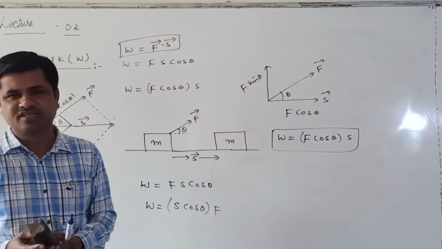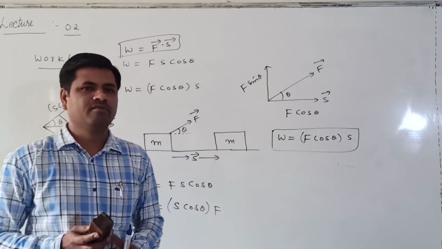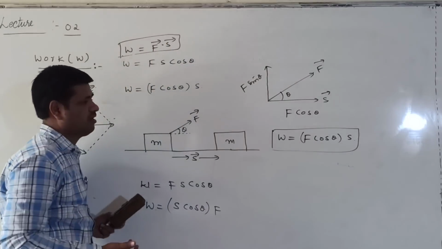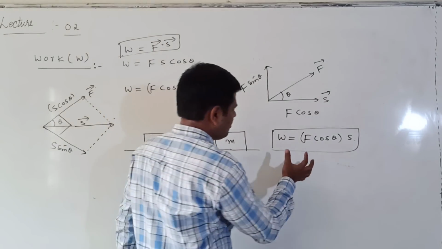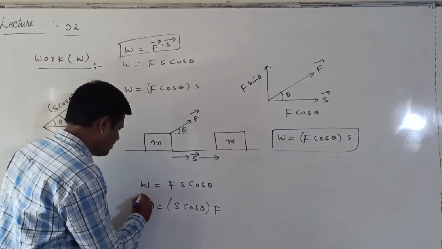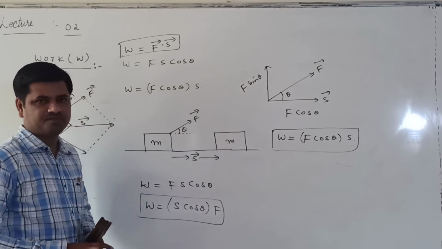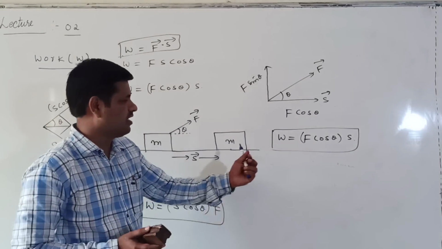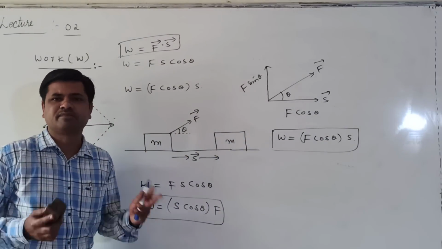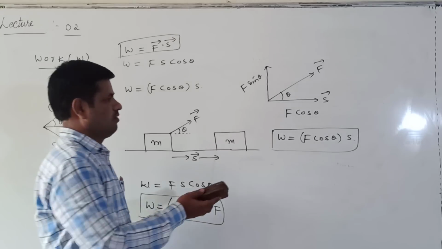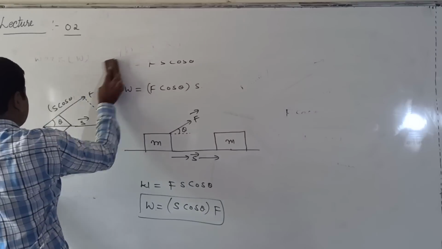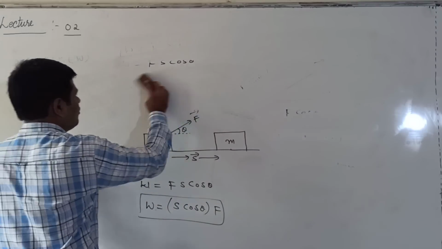Totally we are giving three definitions for work done. Right, the first definition I am giving using the formula W is equal to F bar dot S bar. The second definition I am giving using W is equal to F cos theta into S. The third definition I am giving using S cos theta into F. Here in this definition the component of the force is coming. In this definition the component of the displacement is coming. Right? Clear? Right, this is the total discussion about work.